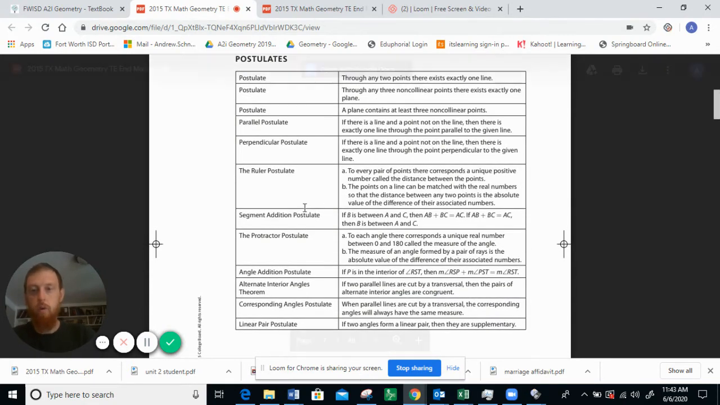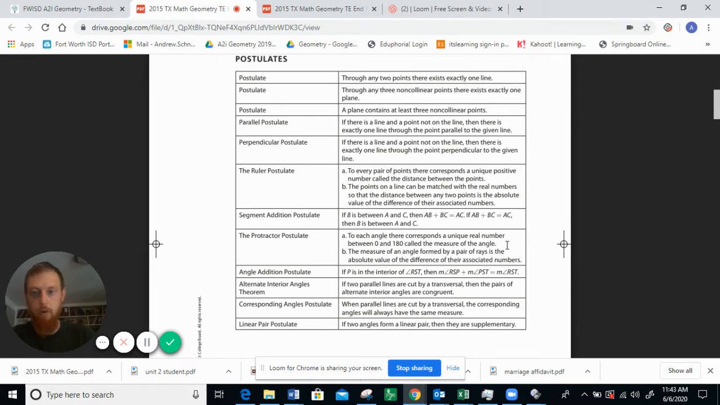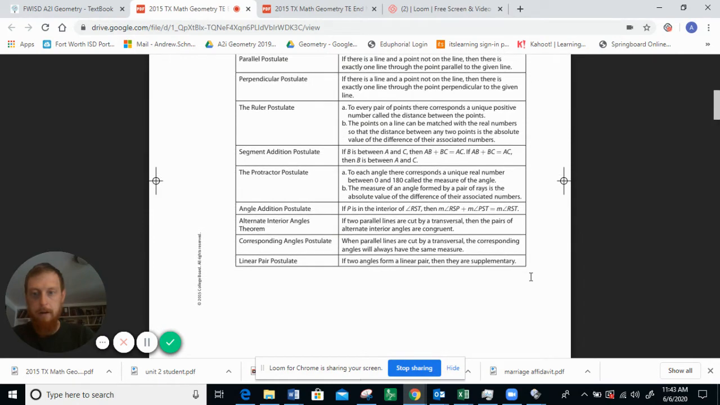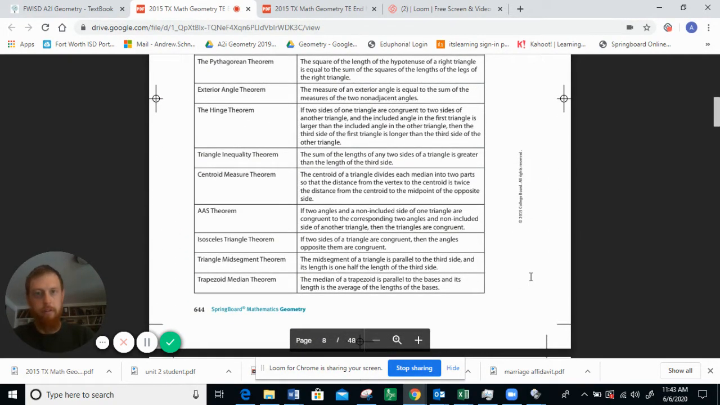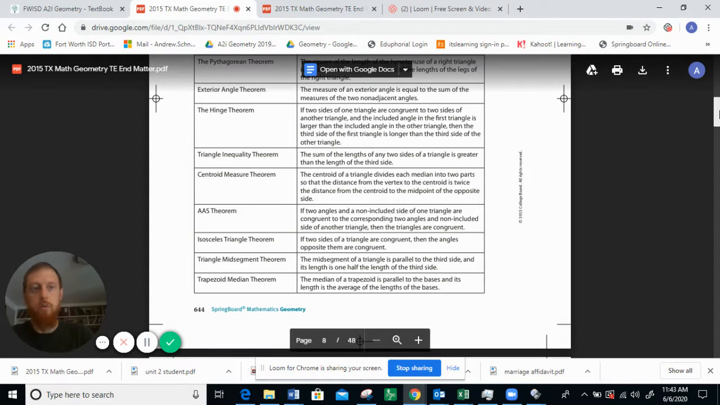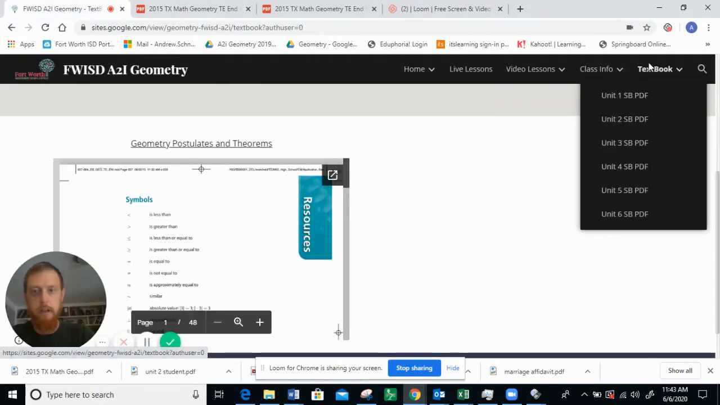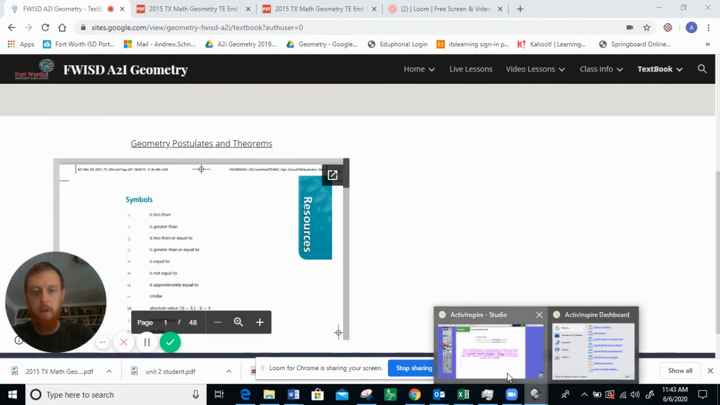In this lesson, we're going to talk about the segment addition postulate that you learned about in activity 4. We're going to talk about the angle addition postulate. We're not going to read through every single one of these theorems right now, but they're there on the book website or on the class website as a resource. Again, if you go to this textbook page, there it is, geometry postulates and theorems.